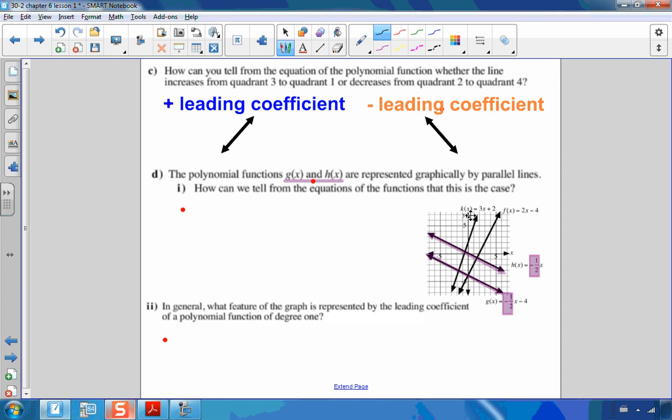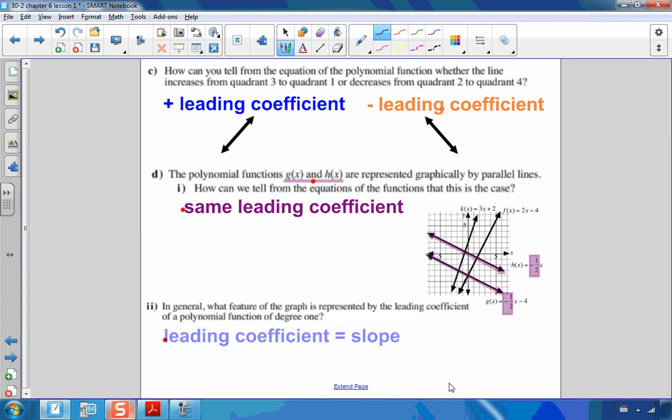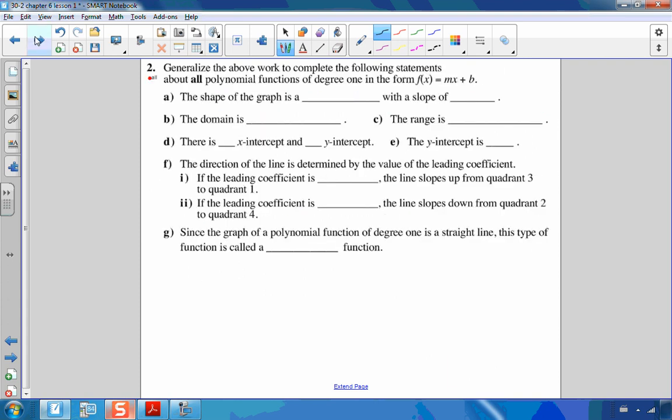So how can we tell equations are parallel? They have the same leading coefficient. So in general, what feature of the graph is represented by the leading coefficient? The leading coefficient is the slope. So if I have the same slope, that means I run in the same direction and those lines will never meet. Okay, so let's generalize about degree 1 polynomials.